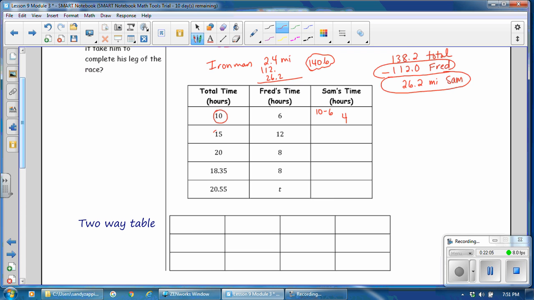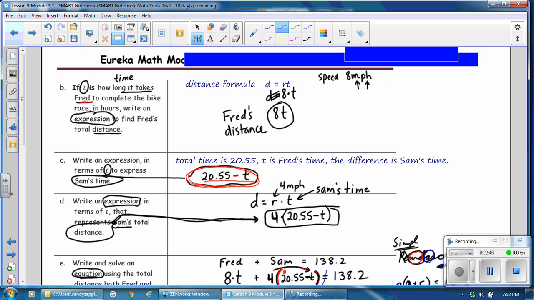If the total was 15 hours, you could take away Fred's time, and that would leave you with Sam's time. And then if the total time was 20, and you took away Fred's time, that would leave you with Sam's time. And again, the total time, take away Fred's time, is Sam's time. And finally, 20.55, which is the total time, take away Fred's time, is Sam's time, which is 20.55 minus t. And again, we had that labeled on the previous page when we were looking for Sam's time, right here.